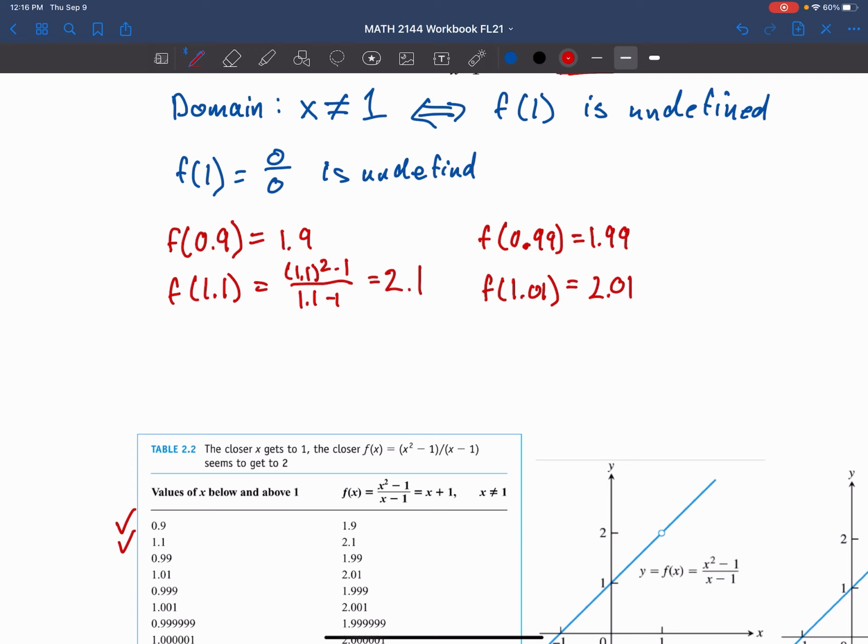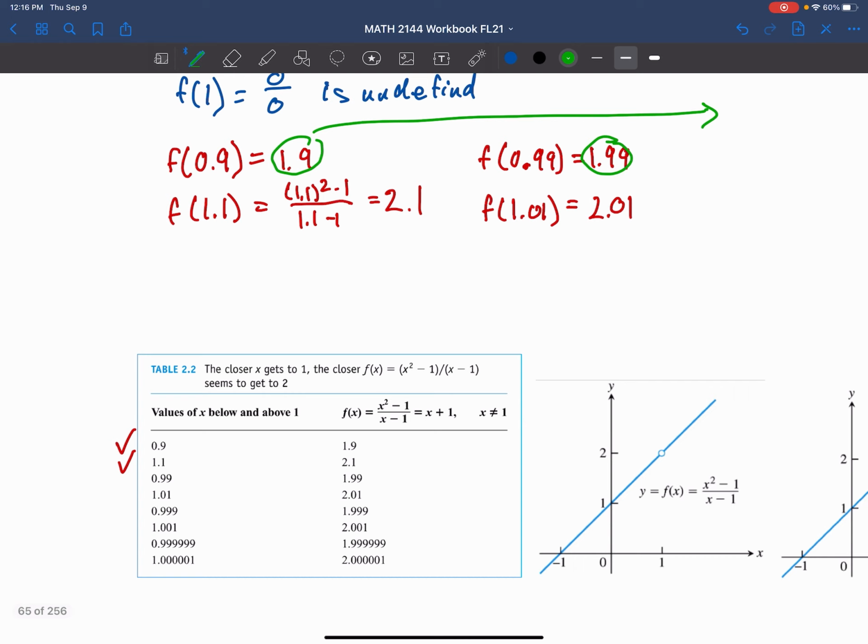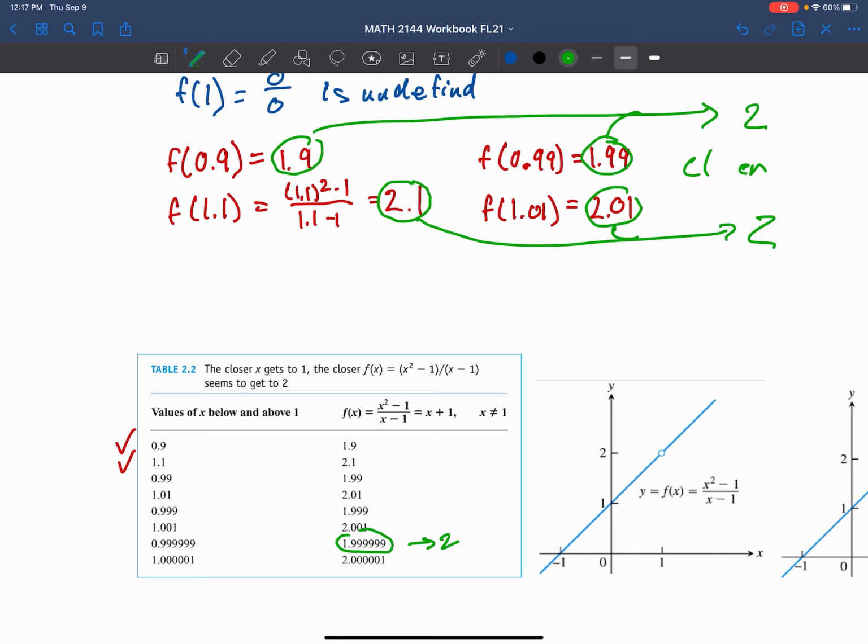And if we were to continue in this manner, okay, we have 1.9, then we have 1.99, what value are we going to keep getting closer and closer to? You will see it down here below. We seem to be getting closer and closer to 2. And if you look at this 2.1 and then 2.01, in the same way, we're getting closer and closer to 2.